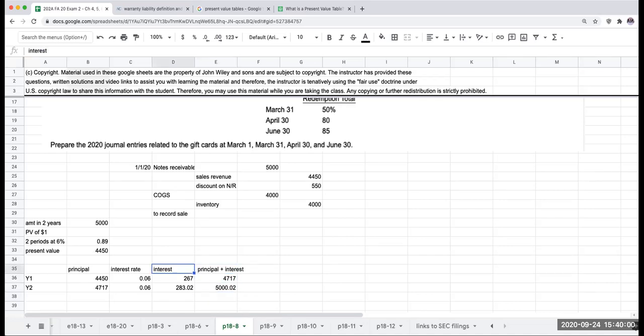And it says to record all the revenue. Now I'm going to have one other piece of revenue, which is basically going to be interest revenue, because I have to amortize this discount on notes receivable. So what we're going to do is debit discount on notes receivable, and I'm going to be crediting over here interest revenue.